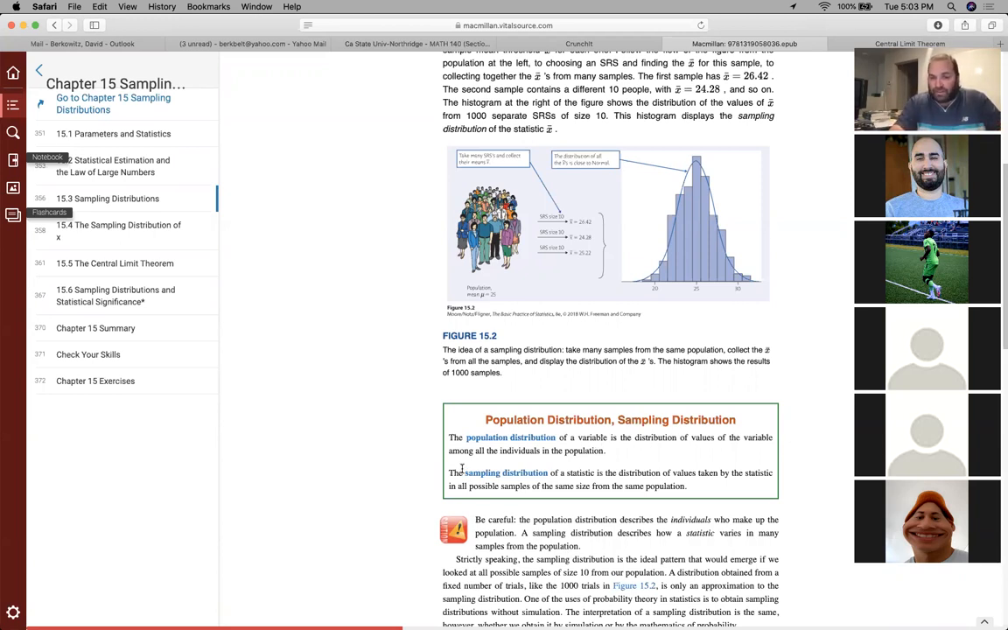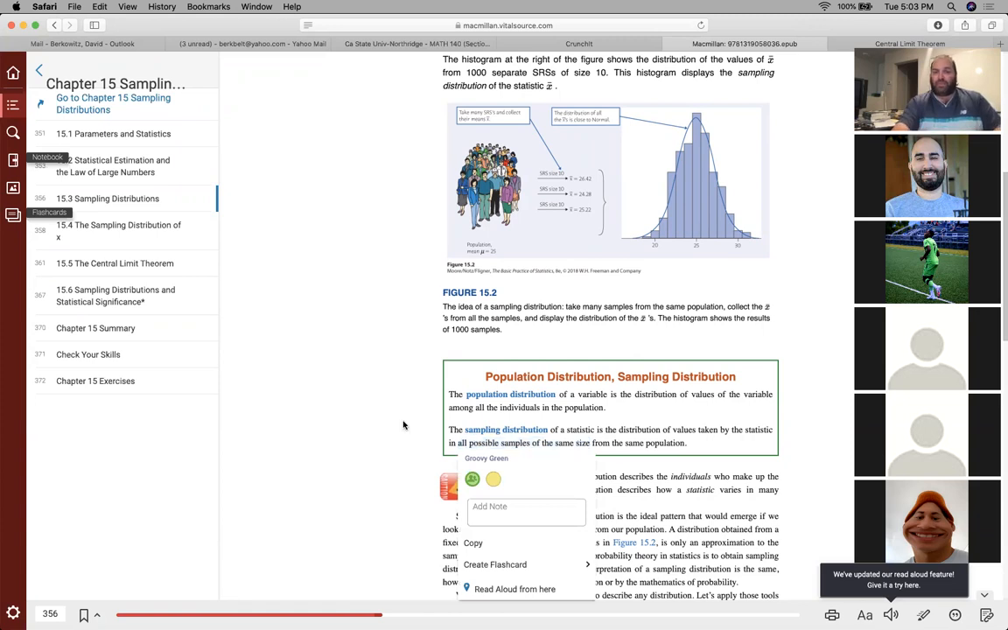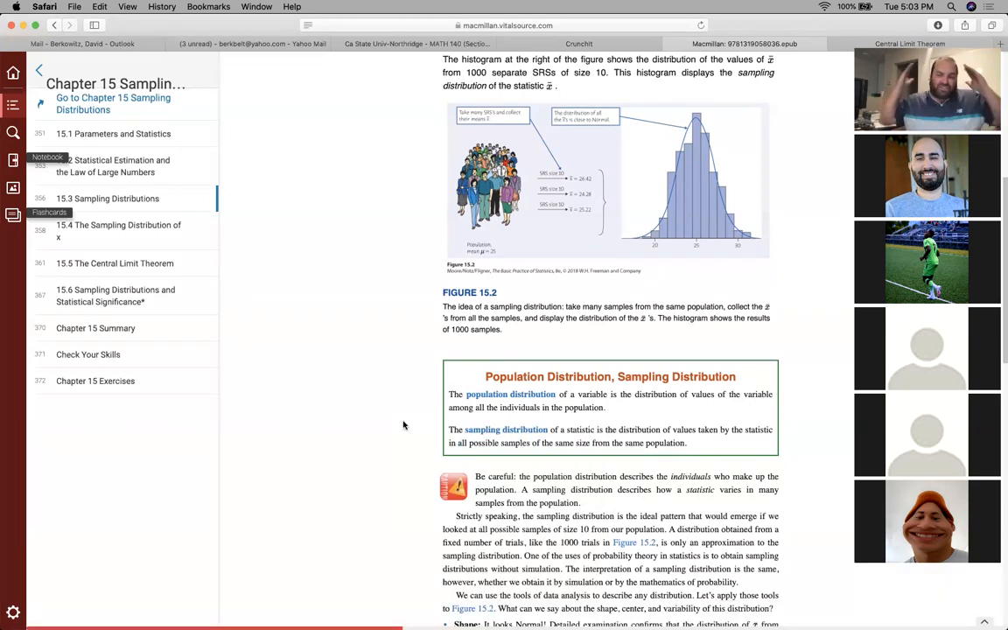The sampling distribution, on the other hand, is when you take samples of a given size, so all possible samples of the same size. So I'm curious, if I take a sample of size 10, what's going to happen? We analyze every possible sample of size 10 that you can possibly get, and we look at how often each value occurs, and we have a graph to describe the data. That's called the sampling distribution.